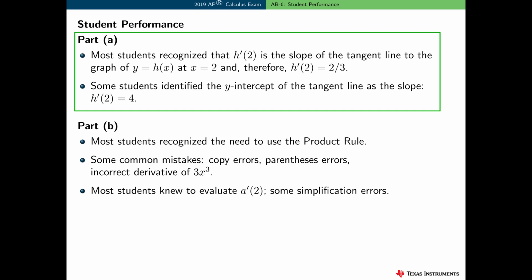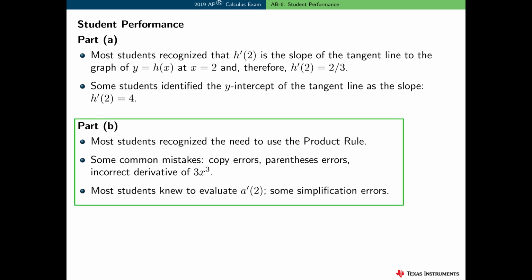In Part B, most students knew that in order to find a prime of x, they needed to use the product rule. However, the most common mistakes here included copy errors, parentheses errors, and an incorrect derivative of 3x cubed. Now, most students knew that they needed to evaluate a prime of 2, but unfortunately there were several simplification errors. Remember that students don't need to simplify a final numerical answer on the AP Calculus exam.